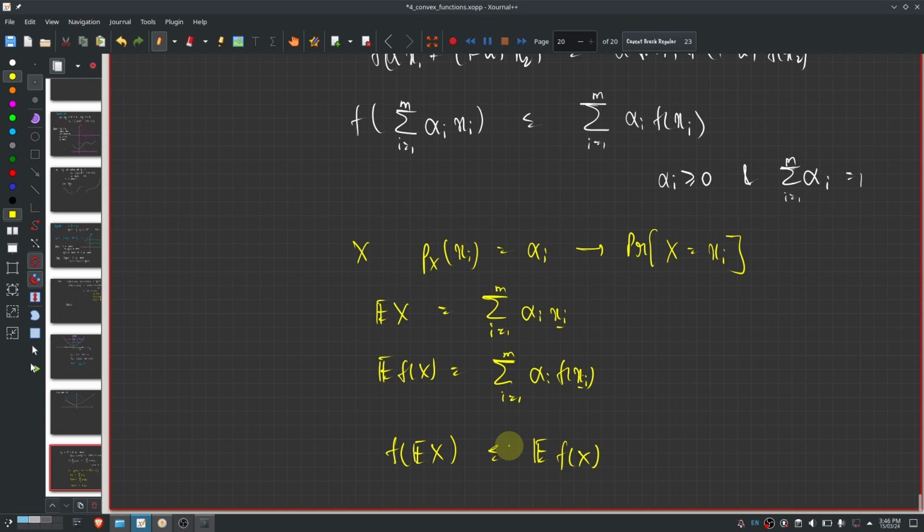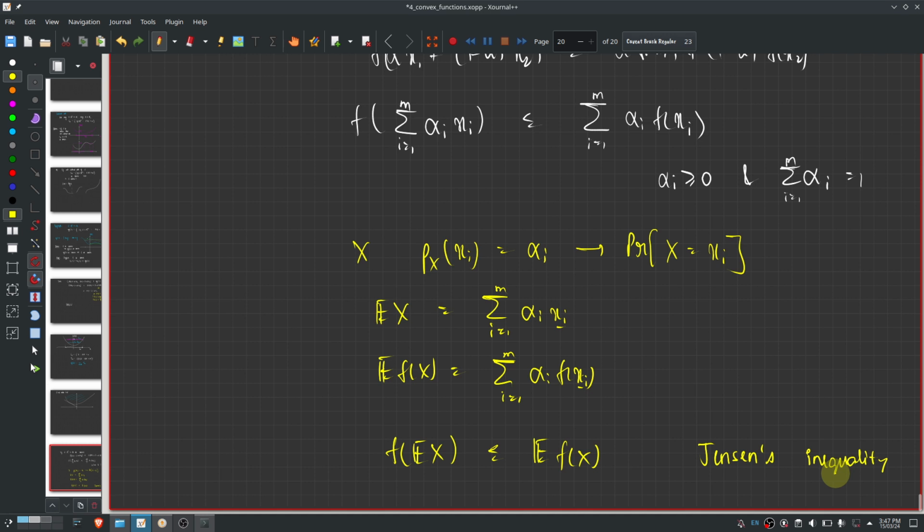This is, in other words, just another interpretation of the definition of a convex function. But this has a special name, it's a special result called Jensen's inequality. This interpretation is particularly important in information theory, statistics, and so on. It's widely used, and many results are derived just as byproducts of this particular inequality.